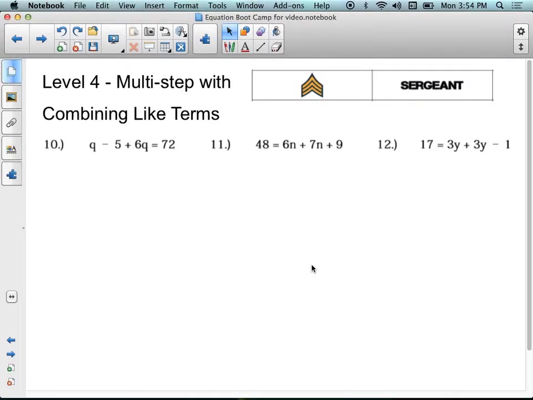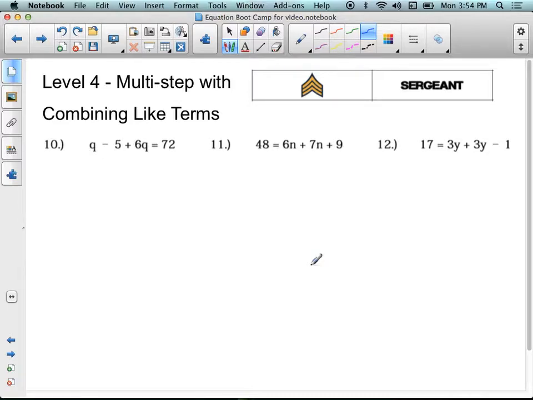Welcome to this video for Level 4, the Sargent level in the Equations Bootcamp. This is multi-step equations that include combining like terms. Now, at this point, you're probably pretty good at solving two-step equations. So this lesson is really just going to have you simplifying an equation so that it looks like a two-step equation. So let's try number 10.